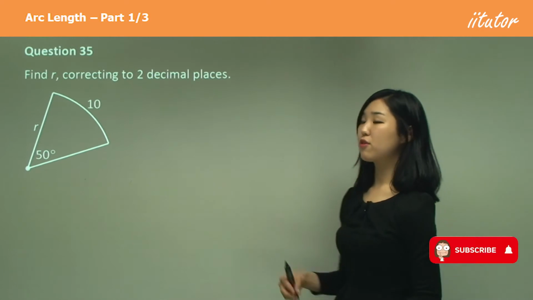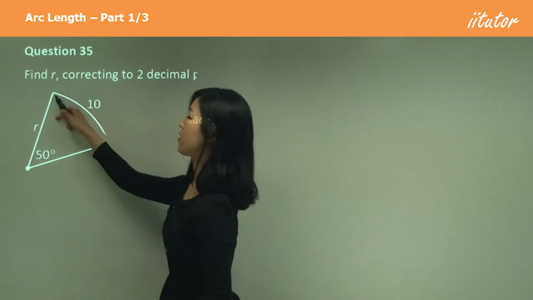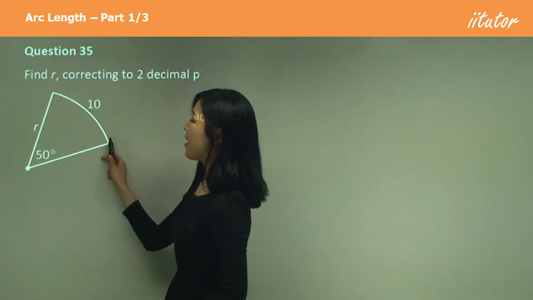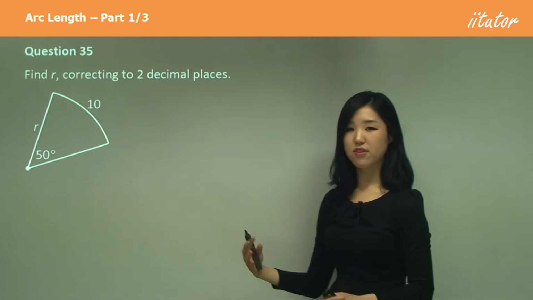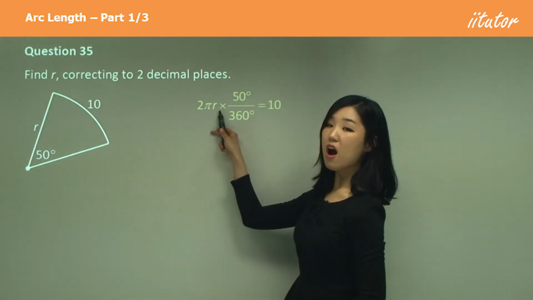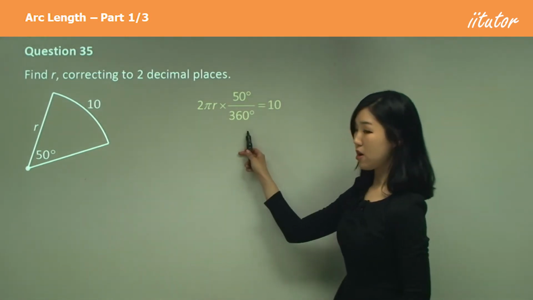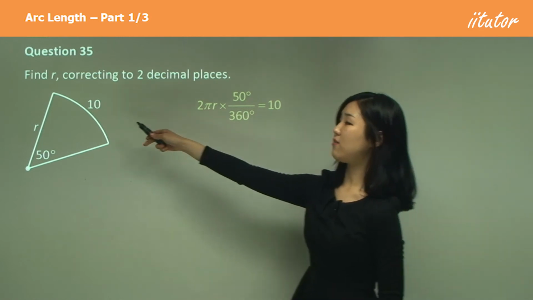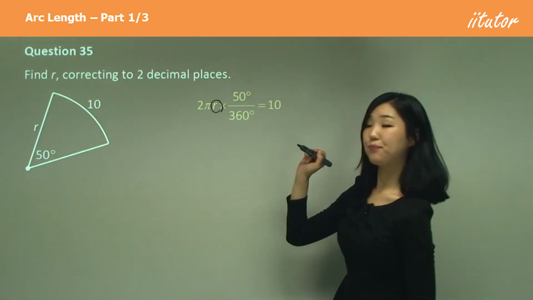Okay, this time they want you to find the radius, r, okay? And they give you the length of the arc. But we know that again, the arc is 50 out of 360. That's the fraction of the arc, isn't it? So we do the same kind of thing, but this time we leave r unknown. 2 pi r times 50 over 360 is, they give you 10. So now we just need to solve for r, yeah?